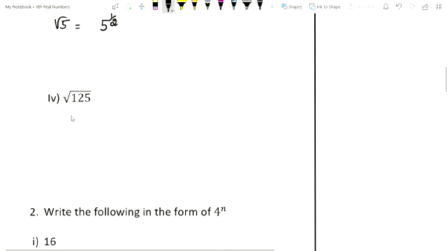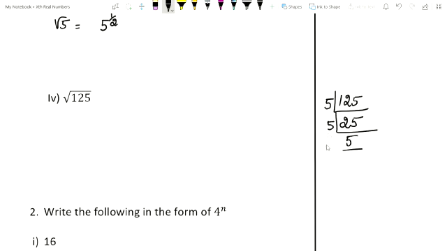Next, root of 125. First find out how many 5s are there. 125 divide by 5. 2 5s are 10. 5 5s are 25. Again 5. 5 5s are 25. Now 3 5s are there. Square root of 5 into 5 into 5. How can you write this? Square root of 5 cube. So this implies 5 cube.